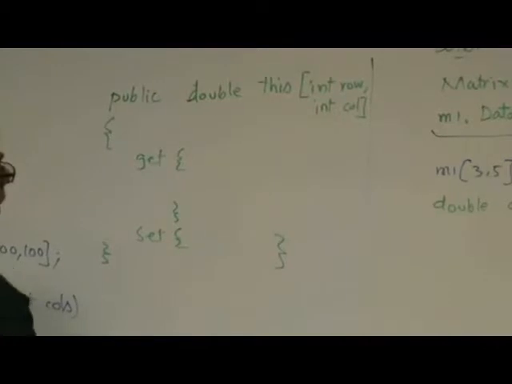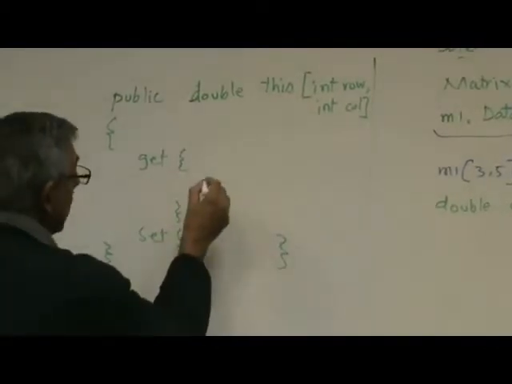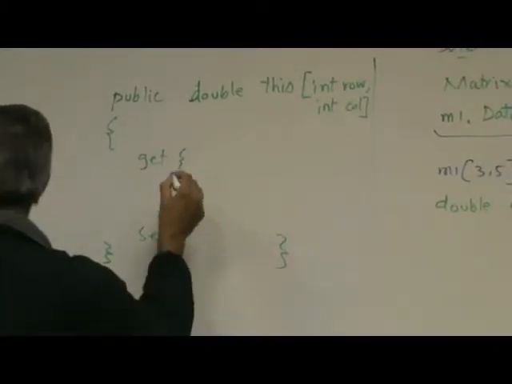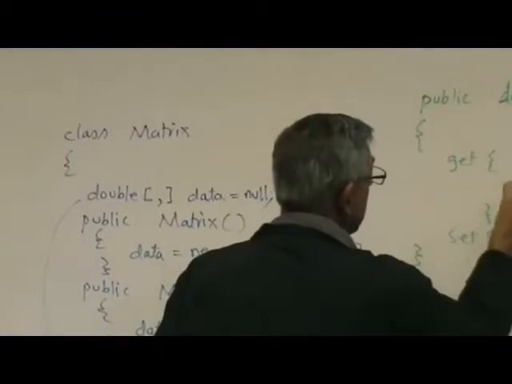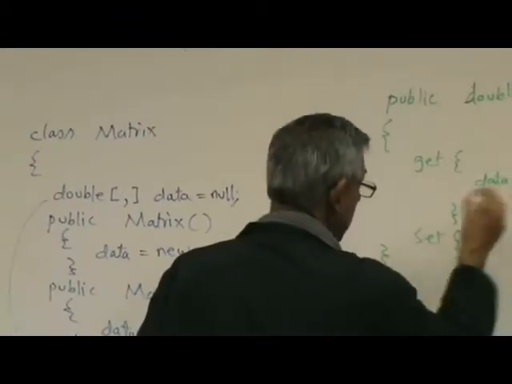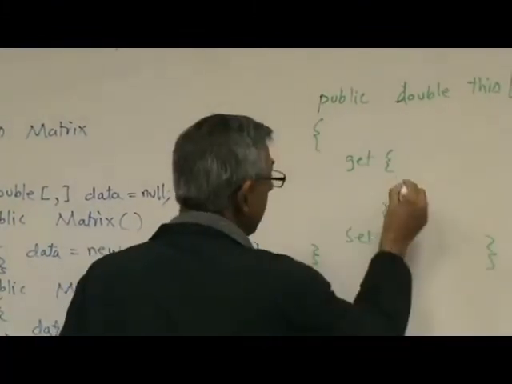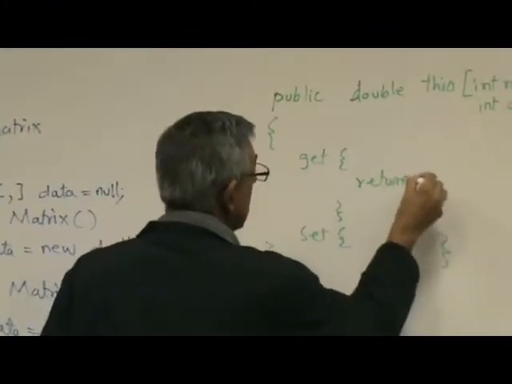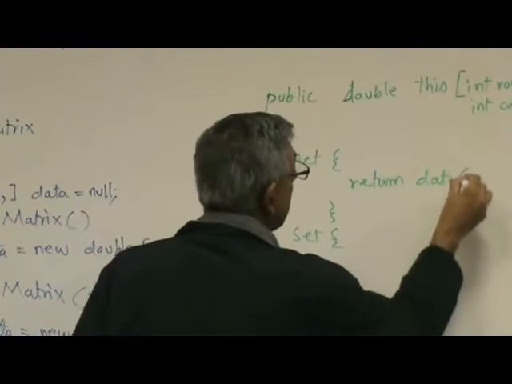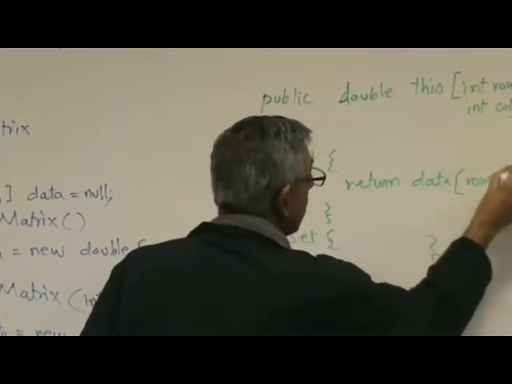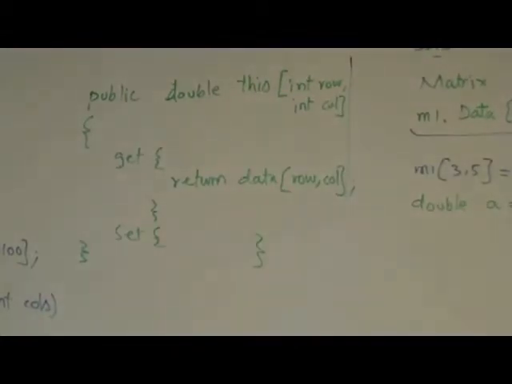Okay, so we can simply say, our array is called data, so data of, so we can simply say return data of row, comma, column. Okay, so take a look over here.